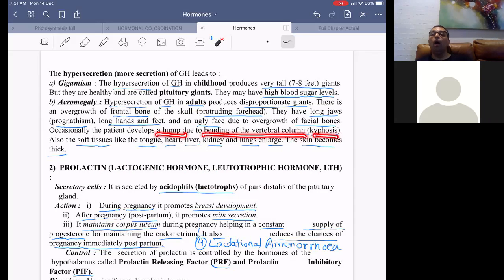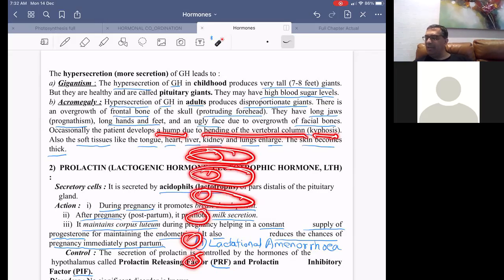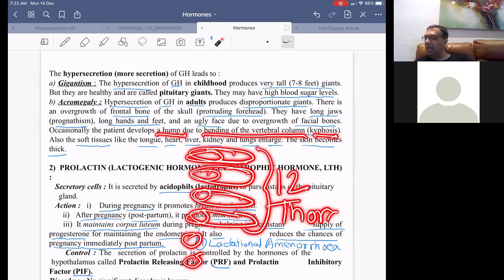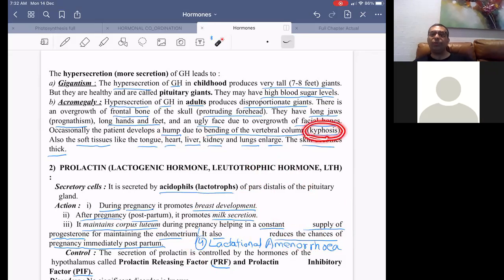Kyphosis कहते हैं. Where will growth hormone act on your vertebrae? And Vishal sir has just taught you vertebrae are individual bones, और उसमें vertebrae are flat bones. So vertebrae increase in size. खास करके your 12 thoracic vertebrae increase in size. तो आपके बैक साइड पे एक हम्प आ जाता है due to thoracic vertebrae increasing in size, and that is the condition called kyphosis.